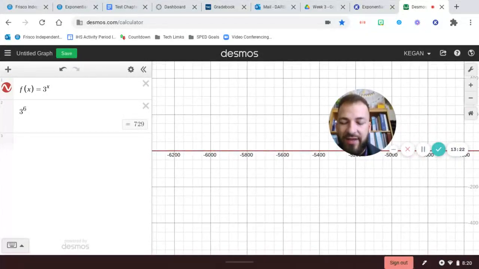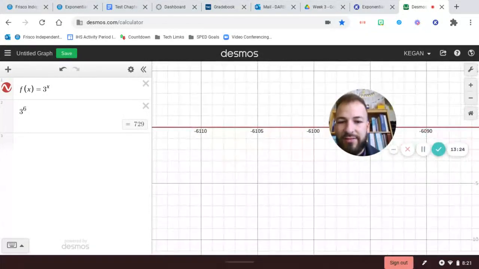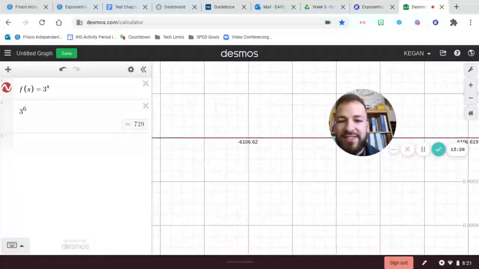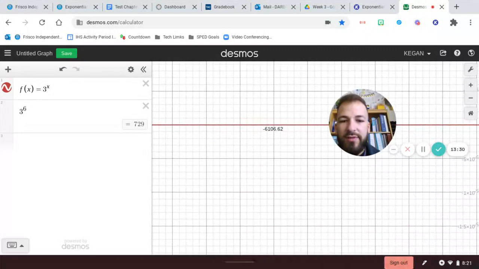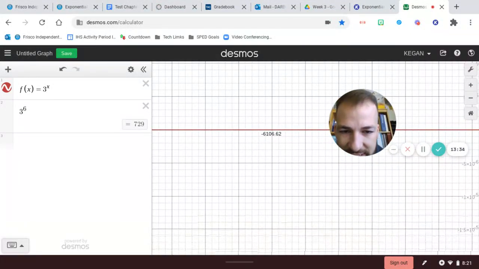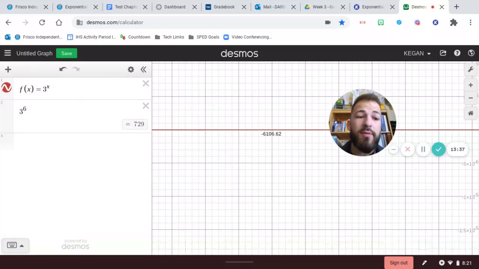So I'm here at negative 6,000. And even when I zoom all the way in at negative 6,000, that's the closest it will get me. Okay, you can still see it looks like it's really close to 0, but it's still not equal to 0. Okay, so that is very important.